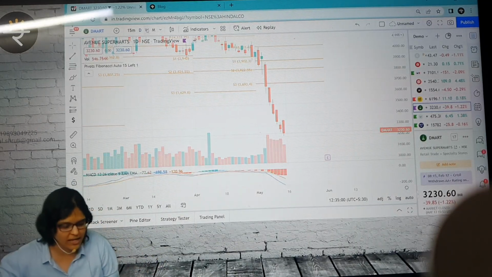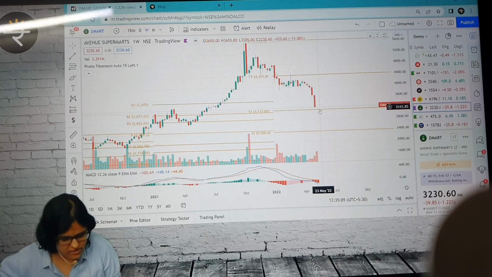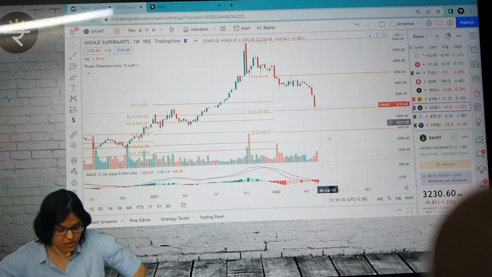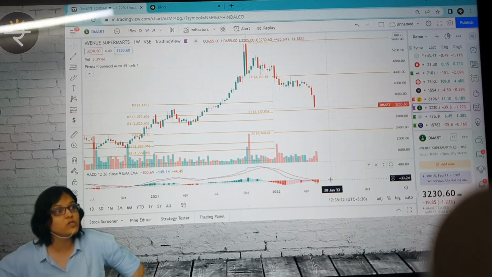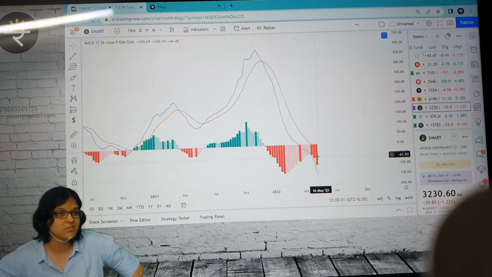No, I can see weekly. Now let us see this on a weekly basis. First support, I can see S1 at 3,137. If it is up, am I going to enter immediately? No. Let's see what the MACD indicator is telling us. Is the blue line crossing the orange line? No. Nowhere near. Is the weakness increasing? Yes. No sign of reversal.